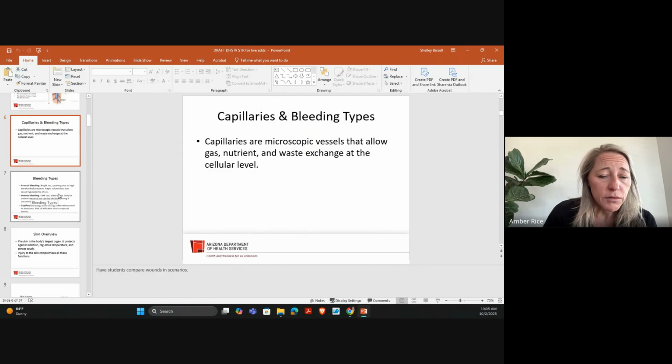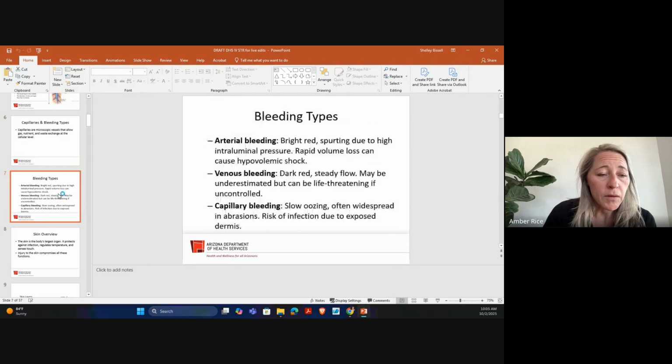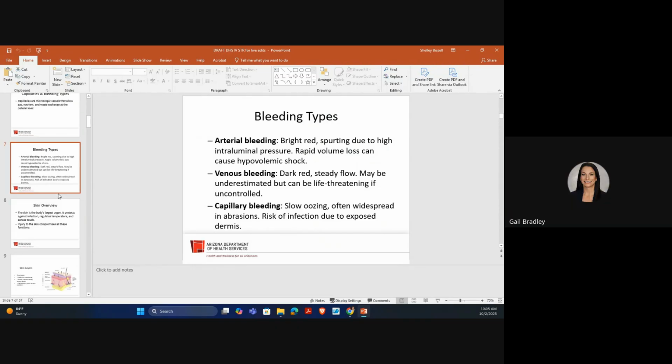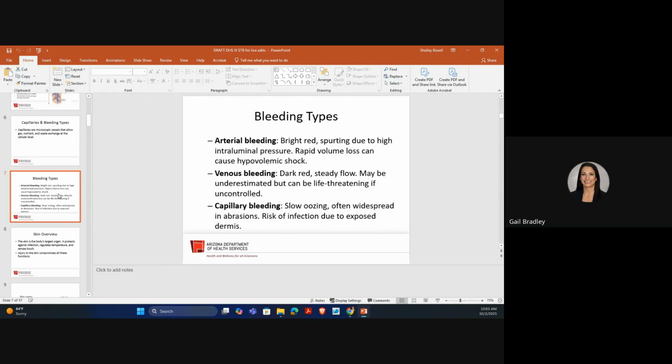So these two slides I don't know about capillaries. And then the next one's like bleeding types. I don't know how necessary that is for IV placement, but I think it's good to include, especially because the audience is EMTs for this.